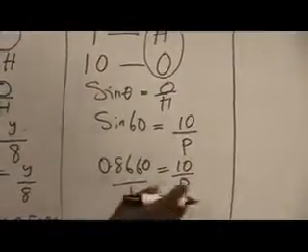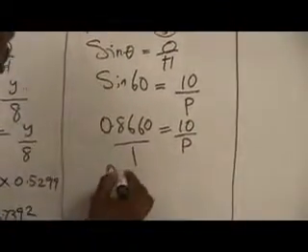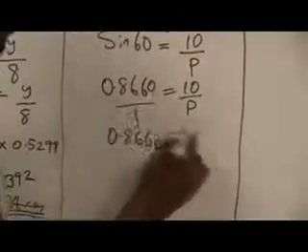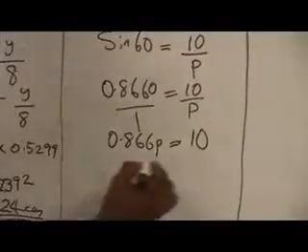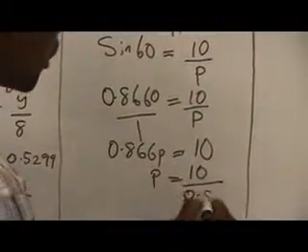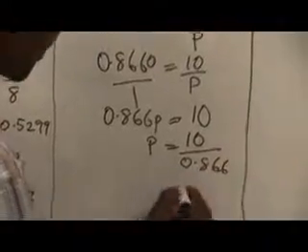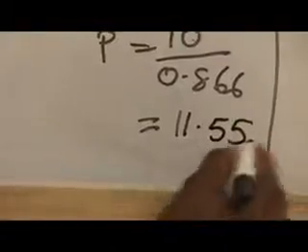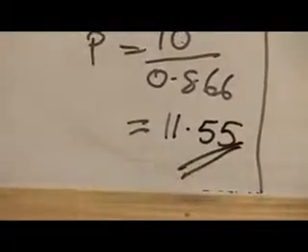We cross multiply this times this gives us 0.866 P equals to 10 times 1, 10. My P is therefore 10 divided by 0.866, and that gives us 11.55. So that's it for P.